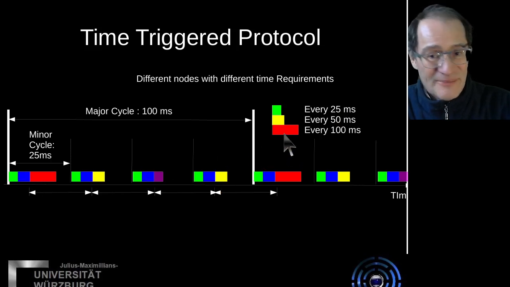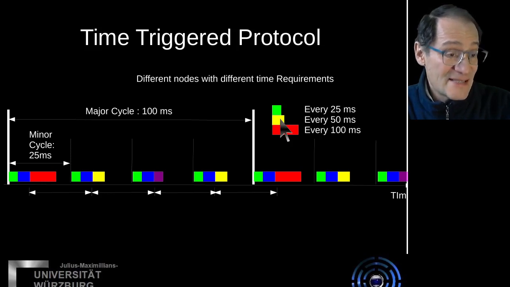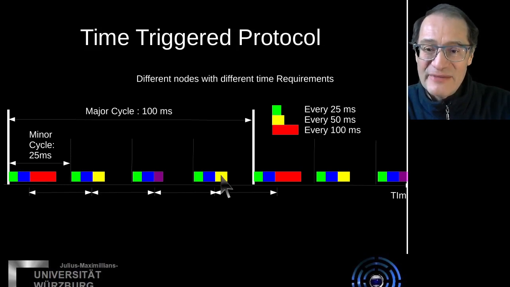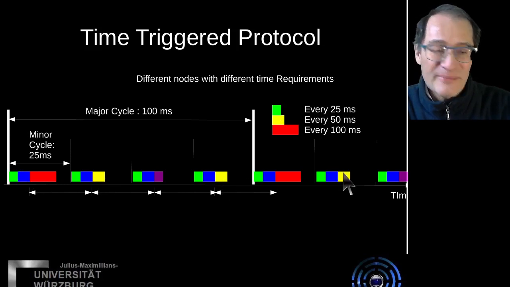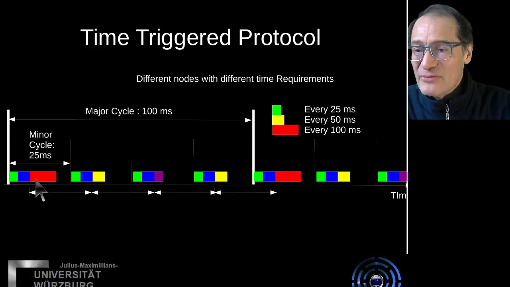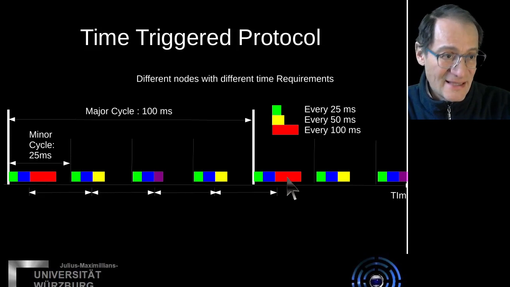But the yellow needs only to be in every second minor cycle. So in the first one, it's not here, we transmit here, and 50 milliseconds later, and then 50 milliseconds later. And this one, only once per 100 milliseconds, so it will be here, for example, in this minor cycle, and again in the next cycle.